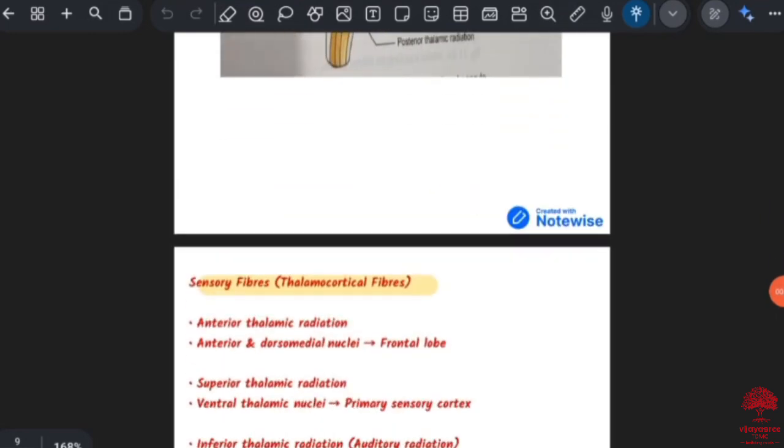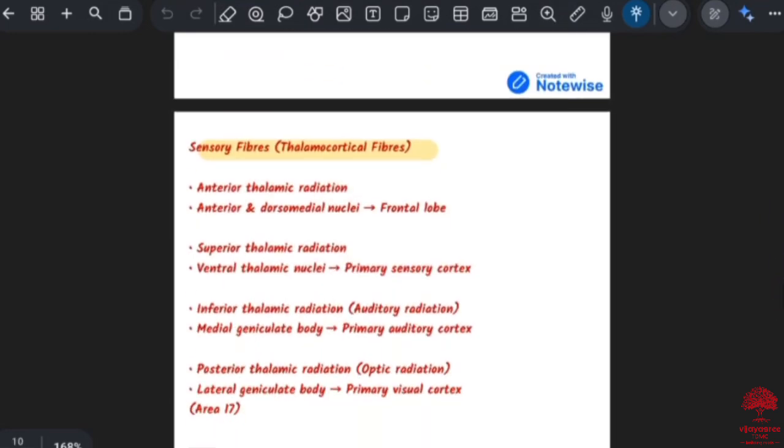Coming to the sensory fibers, we have thalamocortical fibers. They include the anterior thalamic radiation, that is from the anterior and dorsomedial nuclei of the thalamus to the frontal lobe. Then comes the superior thalamic radiation. They are from the ventral thalamic nuclei of the thalamus to the primary sensory cortex. Then the inferior thalamic radiation, also known as the auditory radiation.